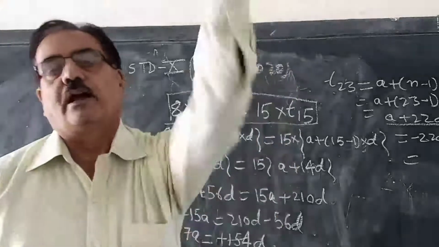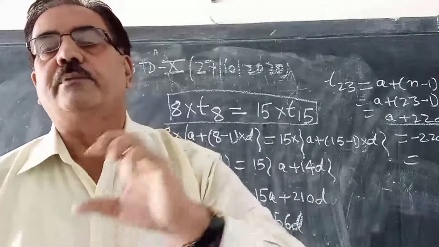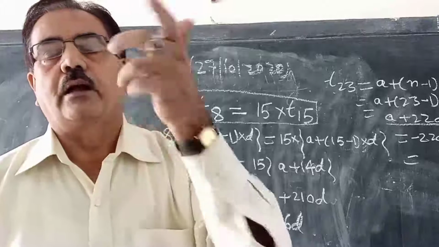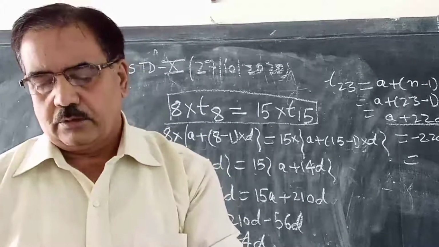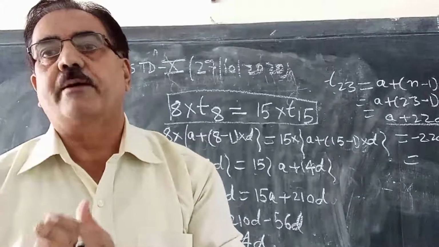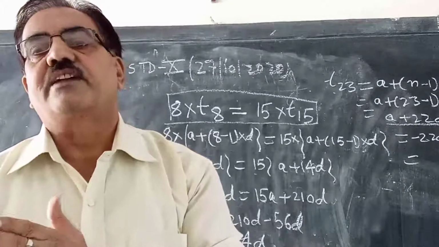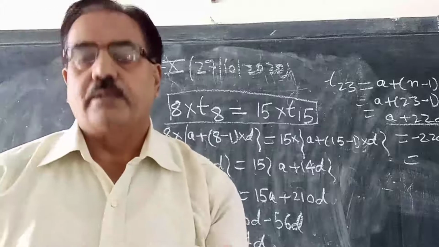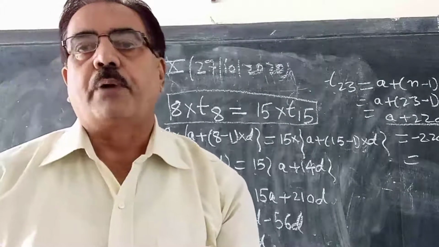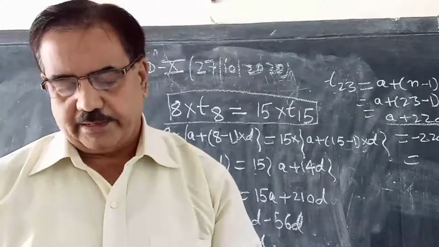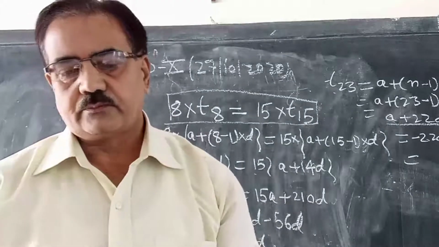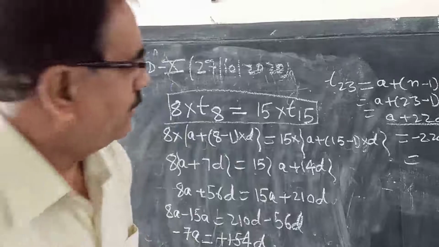So I mean to say, when the question is given in this type, suppose take another example: 5 times the 5th term is equal to 7 times the 7th term. So what will be the term? 5 plus 7, the 12th term's value. The 12th term's value will be 0. Right?